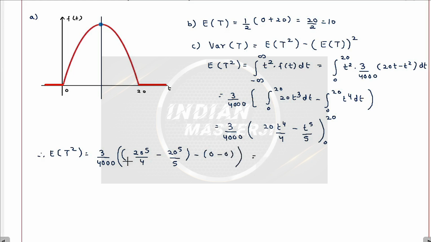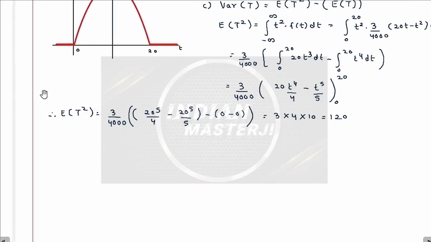So this will be equal to what? If I solve this whole bracket and I multiply by 3 by 4000, what do I get? I get this as 3 into 4 into 10, which is equal to 120. Okay. So this is our E of t square.